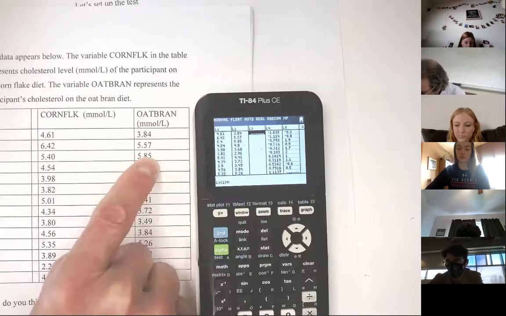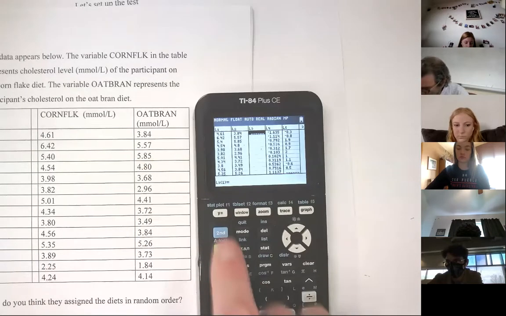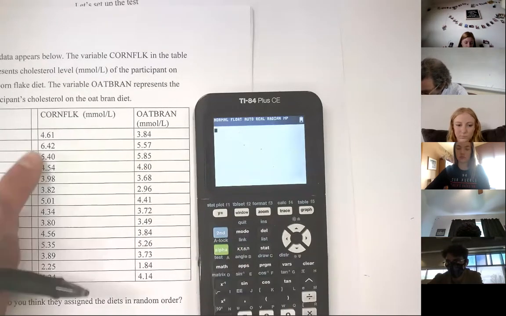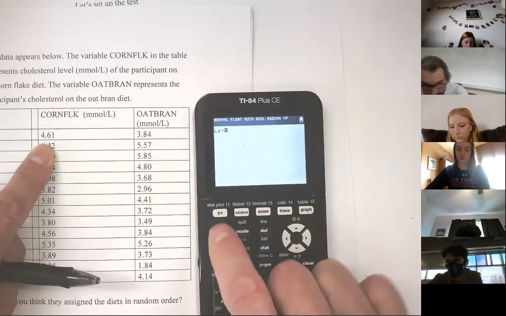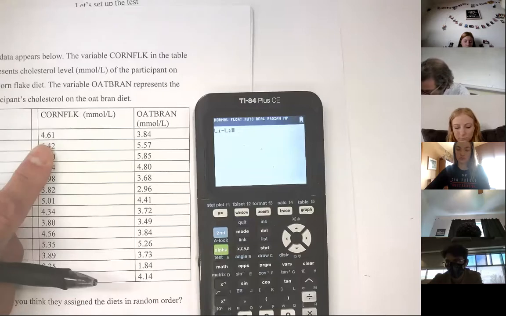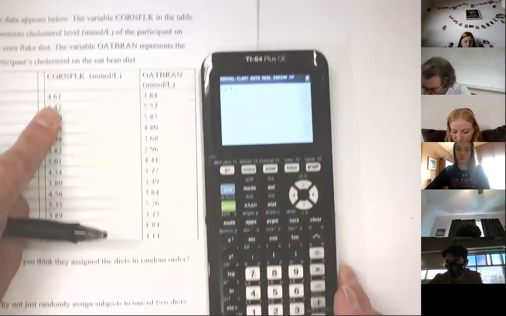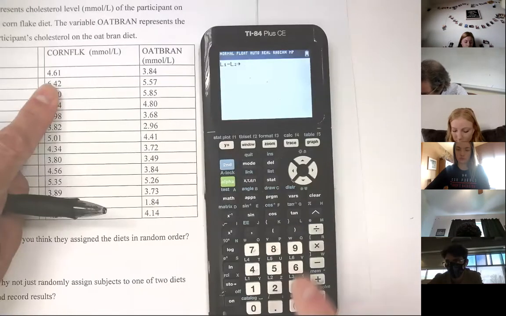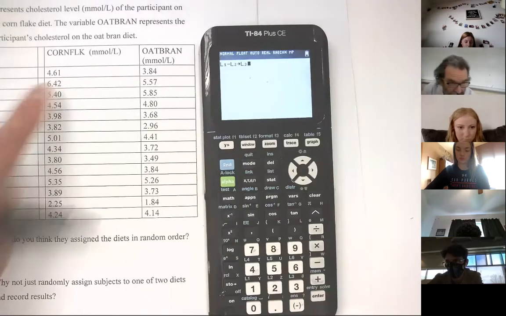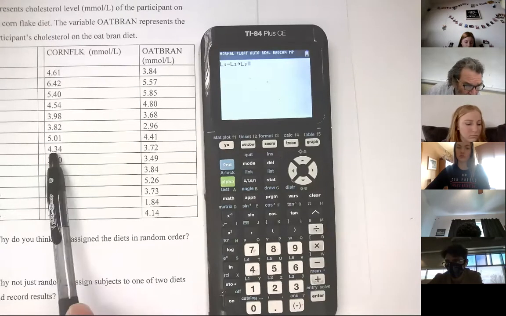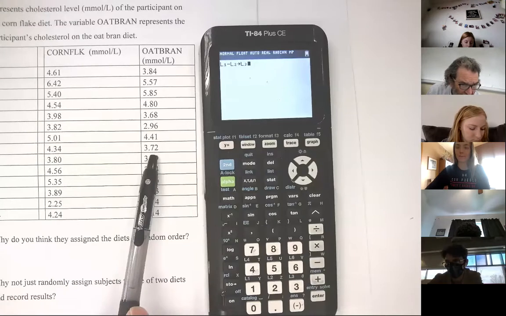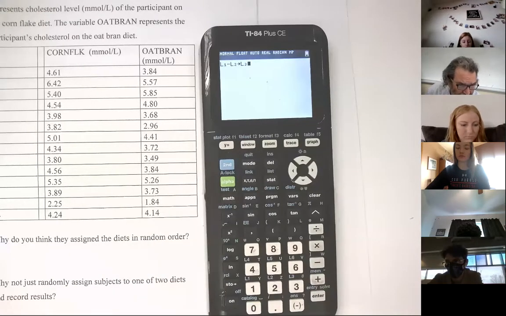Okay, so I'm going to quit here. I'm going to do cornflake, which is list 1. I'll go second 1, subtract off second 2, and then the store button is down here. Store that, and I go second 3 to get list 3. So that'll automatically subtract these theoretically larger numbers from these theoretically better numbers, and then a big enough positive value for X bar is going to tell us that it worked.